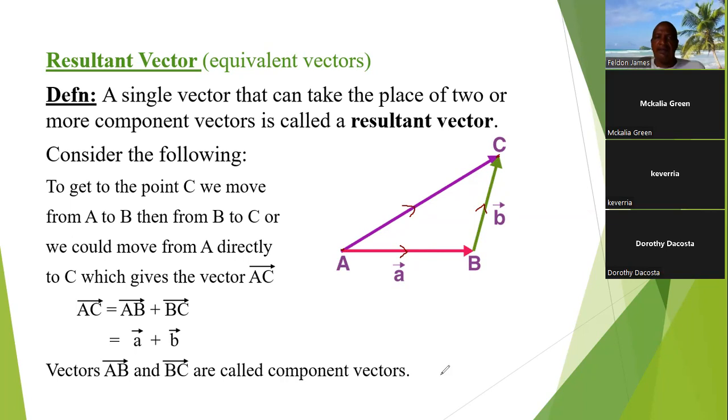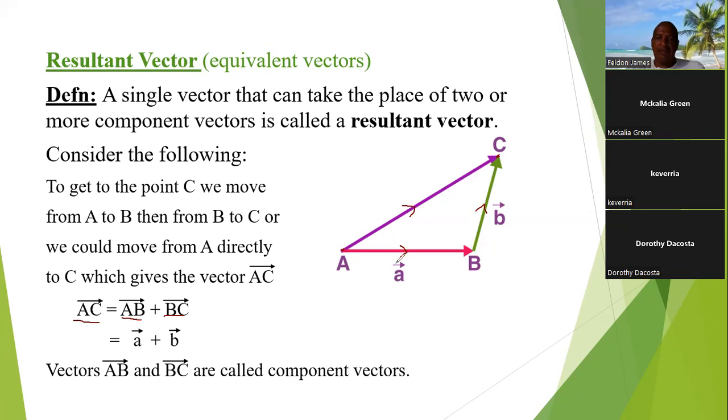So this is saying, considering the following, to get to the point C, we move from A to B, then from B to C. Or we could move from A directly to C. Now, this would give us the vector AC. So AC is equal to the vector AB plus BC. So AC here would be the resultant vector. And we are saying that if you add the component vectors, these are called component vectors, if you add them together, you will get the same result as the resultant vector.